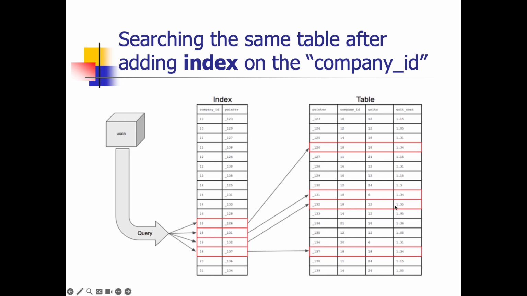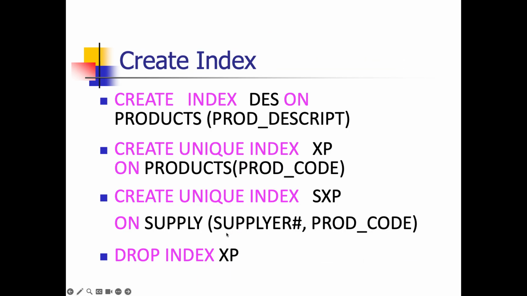So is this clear? Index? This is a very simple but important concept. And how do you create an index on your tables? Easy. Just create index, your index name, whatever it is, and then you define which column on which table you're defining your index. For example, I want to create an index on the product description column in the product table.